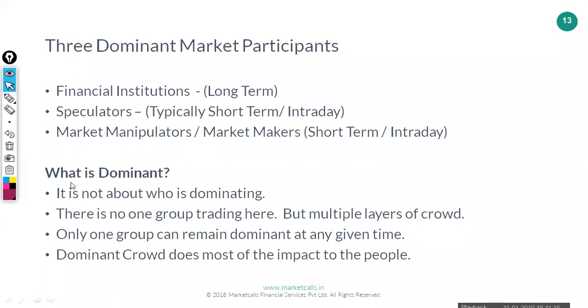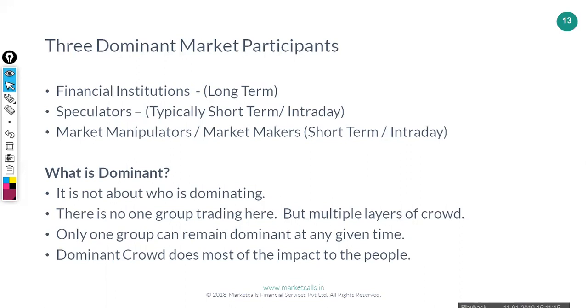So the key thing is who is taking dominance at any given time. There is not one guy who is going to dominate on any given day. There are multiple layers of the crowd: layers of intraday participants, layers of short-term participants, layers of long-term participants. But at any given time, only one group is going to remain dominant. Either a group of intraday players or a group of short-term players is going to dominate the market on any given day. The dominant crowd has the most impact on the people.